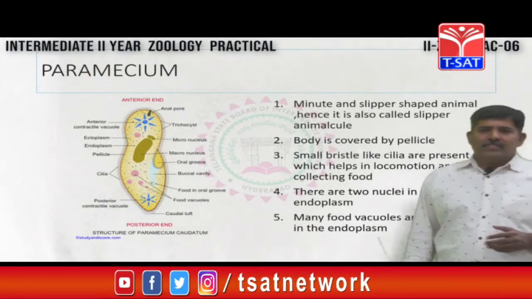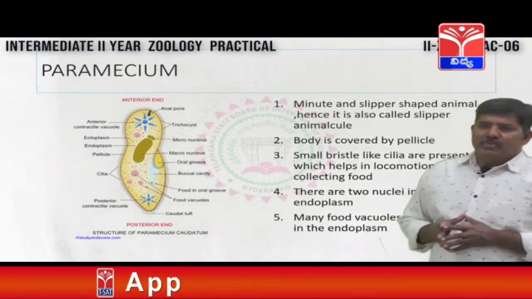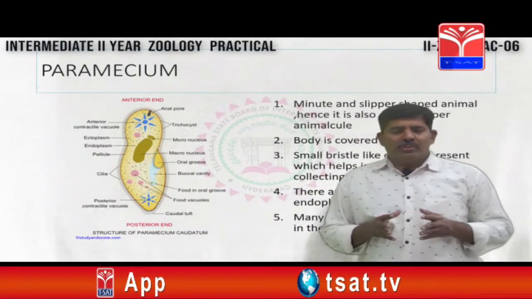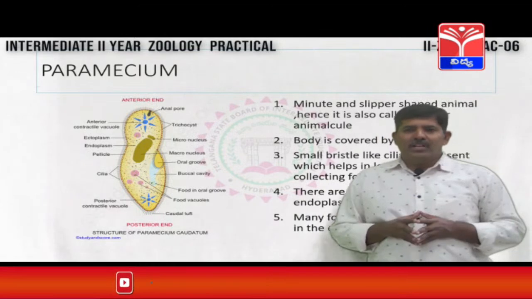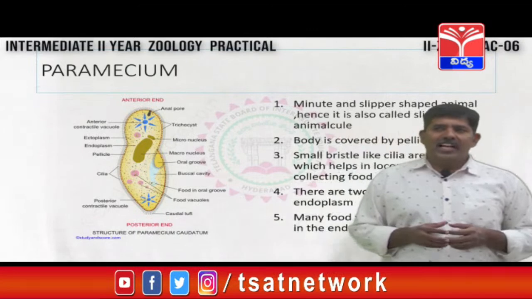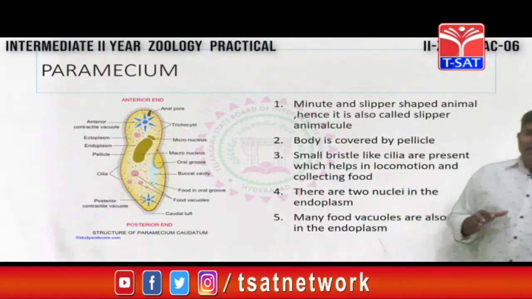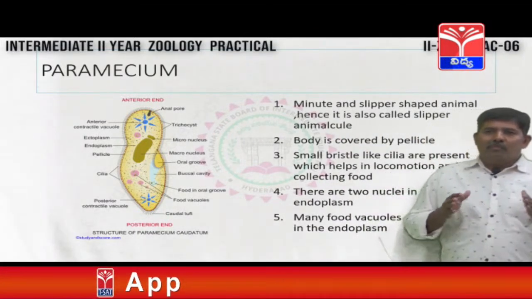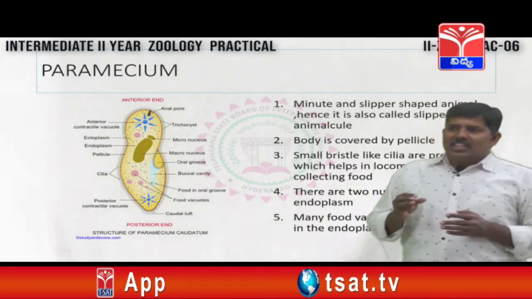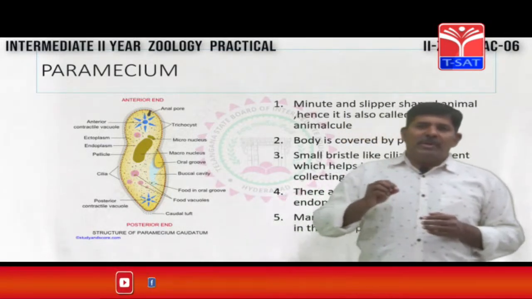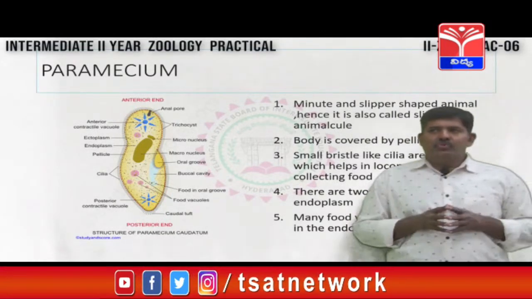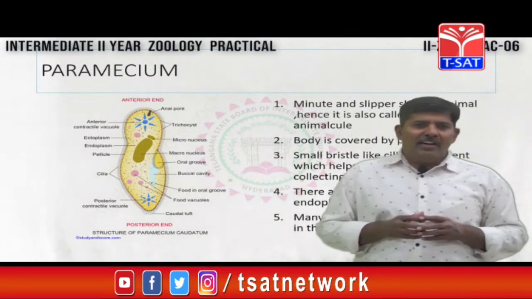Now we discuss Paramecium. Paramecium has a slipper shape, so that is why it is called the slipper animalcule. This Paramecium belongs to the phylum Protozoa, and the class is Ciliata. The body is covered with a layer called the pellicle. There are hair-like structures around the body called cilia. These cilia are useful for locomotion and collection of food.